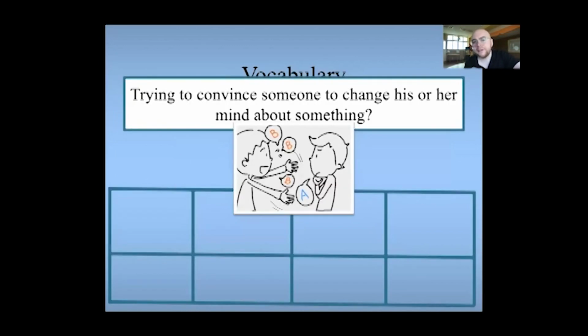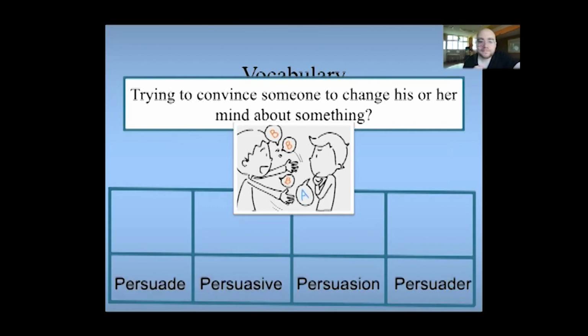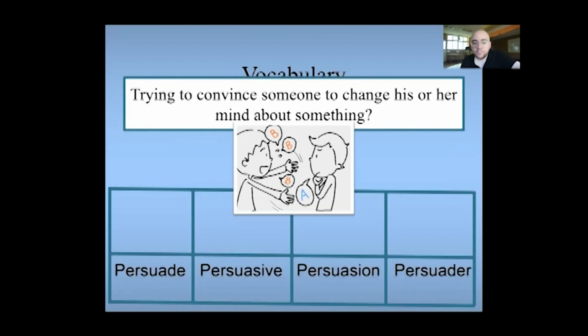So, vocabulary. Sorry, this is behind this, but this says vocabulary, right? These are the words that we use when we are trying to convince someone to change his or her mind about something, okay? Think about a job interview, for example. You are trying to convince that person that you should be selected for the job, right? So this is important. These are the words: persuade. So listen and repeat. Persuade.